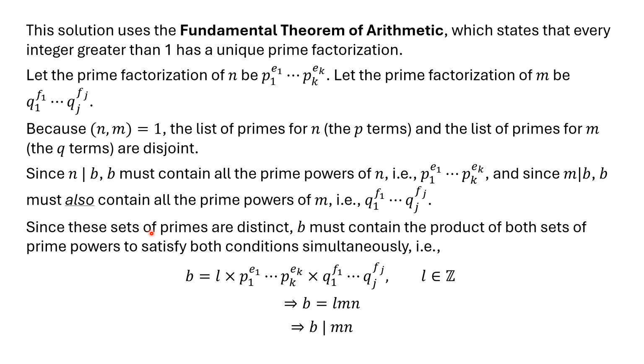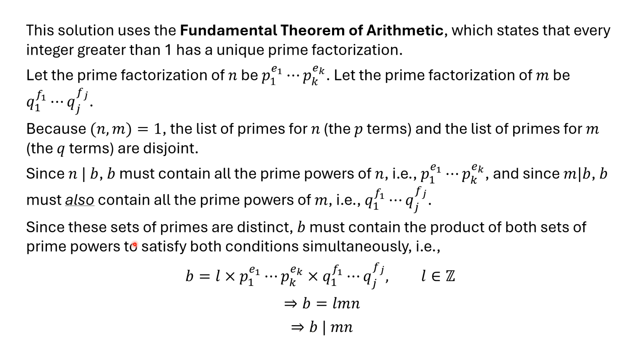Since these sets of primes are distinct, b must contain the product of both sets of prime powers to satisfy both conditions simultaneously, in other words, the conditions of n and m dividing b. So b would be of this form here, some integer L times the product of these two prime factorizations of n and m. In other words, b equals L times m times n, which implies that m times n divides b.